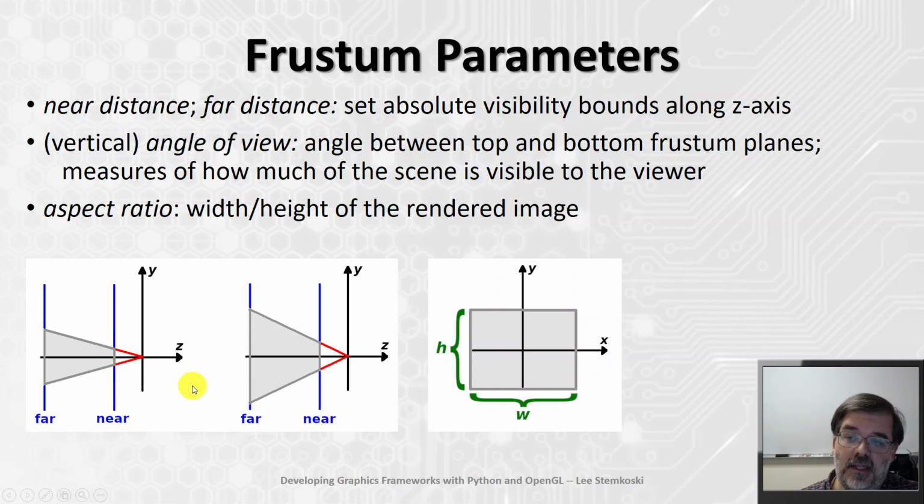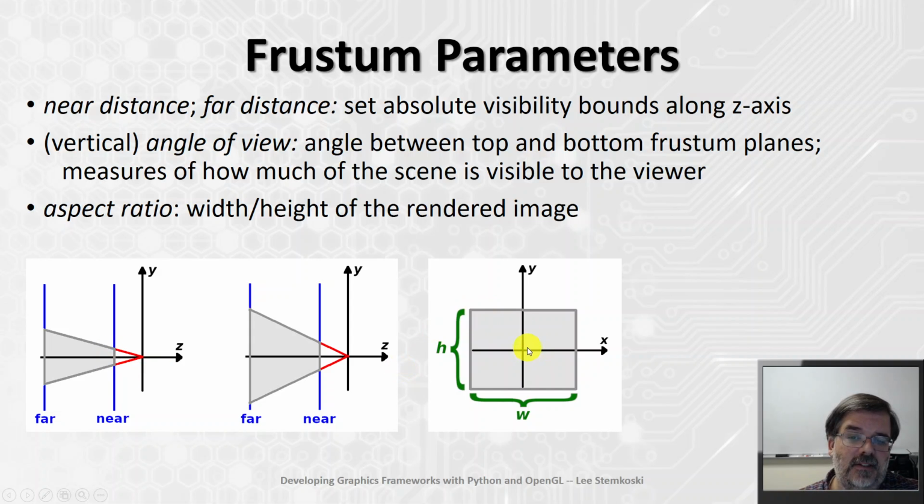This first diagram illustrates that the angle of view is a measure of how much of the scene is visible to the viewer. The larger the angle of view is, the larger the frustum will become. On the diagram on the right, the angle of view is larger than in the diagram on the left, and that controls the size of the frustum. In fact, you could even use some trigonometry based on whatever this near distance is and whatever this angle of view is to calculate the coordinates of the top and bottom of the viewing region.